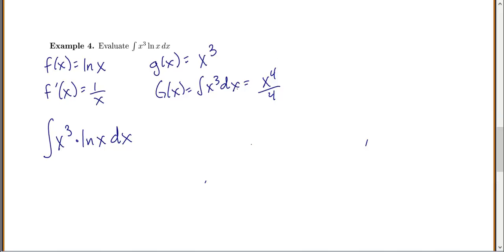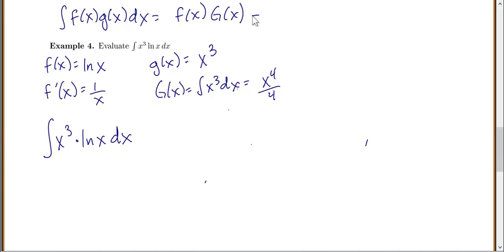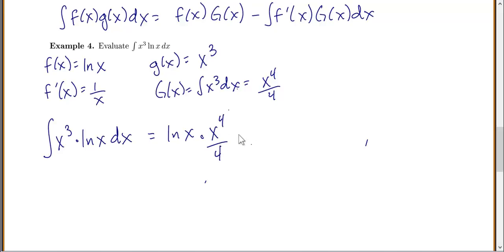So now we want to integrate x cubed times natural log of x dx. Let's go ahead and write our formula up above one more time. So the integral of f of x g of x dx equals f of x times capital G of x minus the integral of f prime of x times capital G of x dx. Let's plug in our pieces. So f of x is natural log of x times capital G of x is x to the 4th over 4 minus the integral of f prime of x, which is 1 over x, times capital G of x, which is x to the 4th over 4 dx.